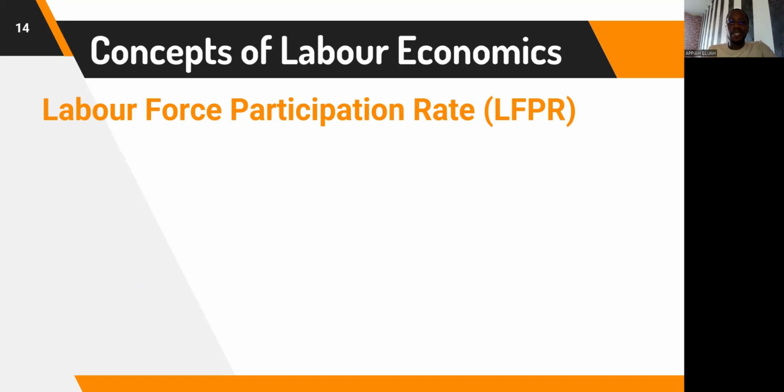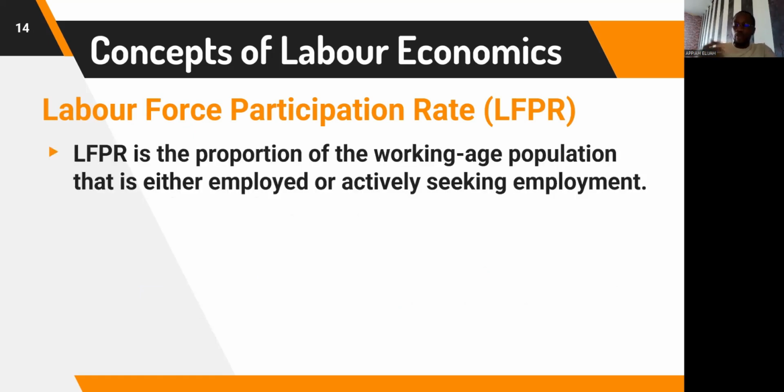The next concept is labor force participation rate, LFPR. It is the proportion of the working age population that is either employed or actively seeking employment. Now, the last phrase, either employed or actively seeking employment, makes up what we call employed or unemployed. So it is a proportion of the working age population that is either employed or unemployed. That is how we've just placed it in there, right?